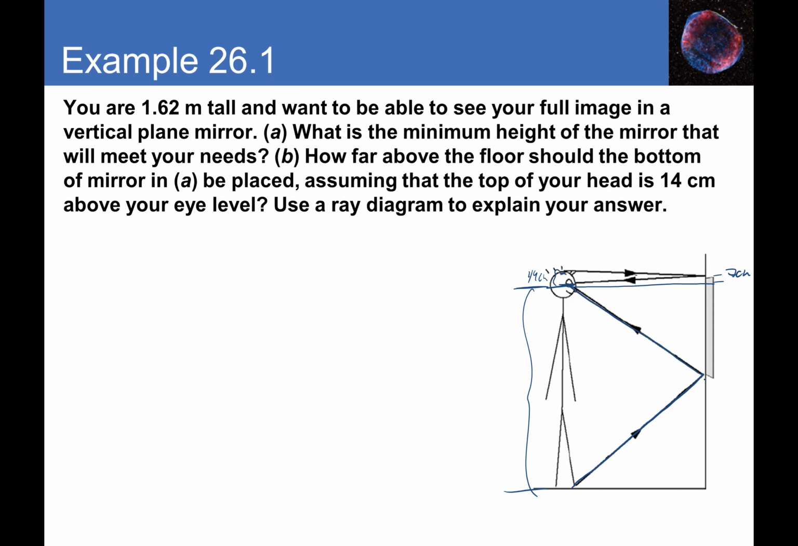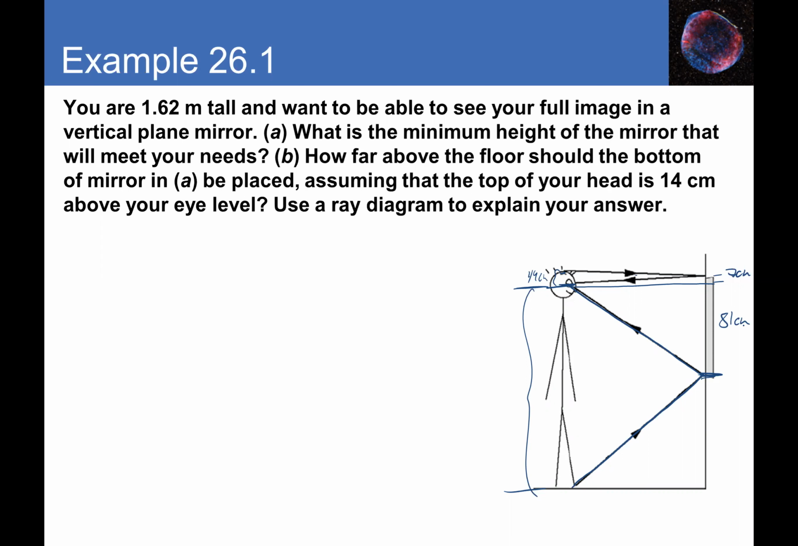That means you need to have minimum height over there so that it basically hits the surface of the mirror and reflects back toward you. So the question is, what is the minimum height of the mirror? The mirror must be generally half your height. So that means the mirror has to be about 81 centimeters.